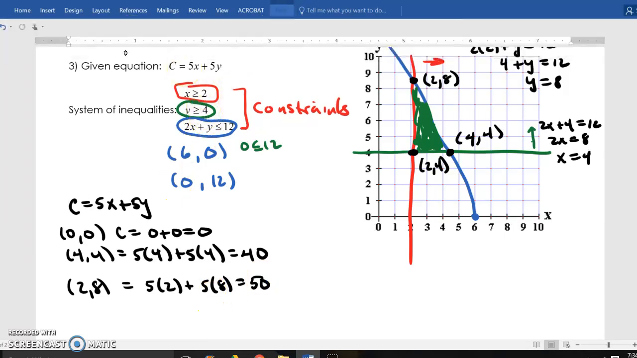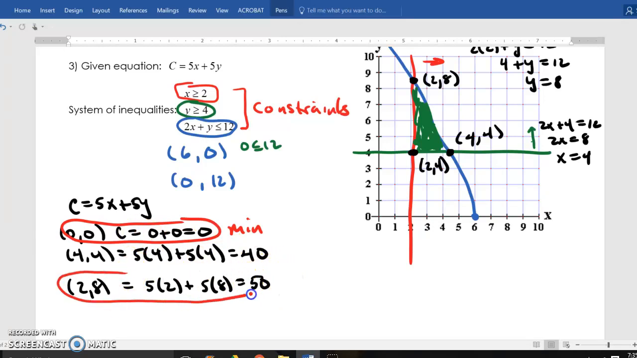So what does this all mean? The minimum, right? The minimum is 0 at point 0, 0, and the maximum is 50 at 2, 8.